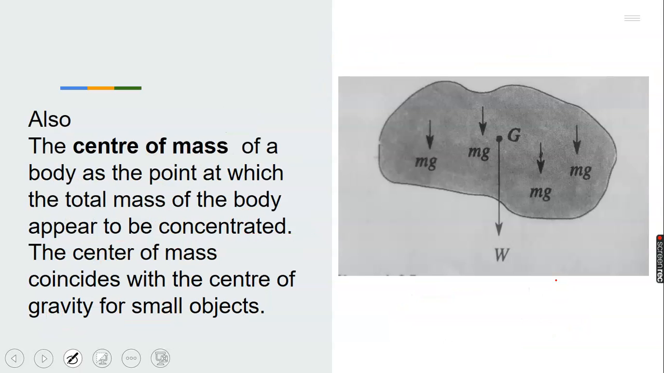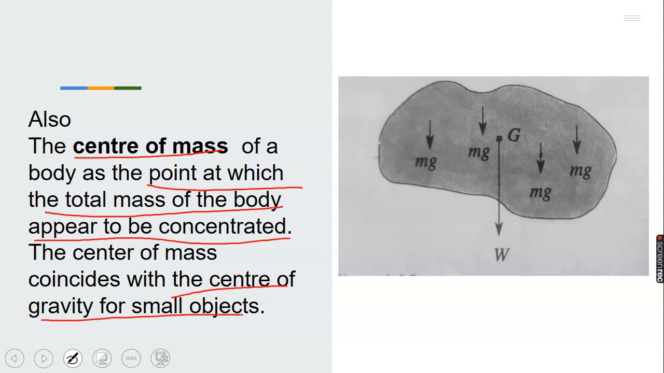Now, another one is center of mass. The center of mass of the body is defined as the point at which the total mass of the body appears to be concentrated. The center of mass coincides with center of gravity for small objects. Just like what we have for center of gravity is the same for center of mass.